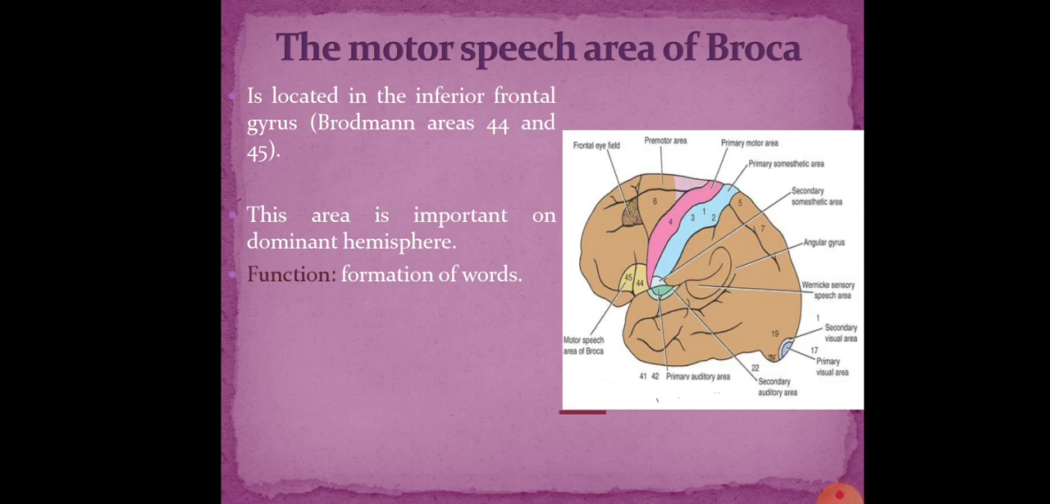What is the dominant hemisphere? Dominant hemisphere in most of right-handed people is the left, and in most of left-handed people is the right hemisphere. This area responsible for formation of the words. يعني تكوين الجمل بيجيني من وين؟ بيجيني من البروكا's area or الموتور speech area or Brodmann area 45 or 44.